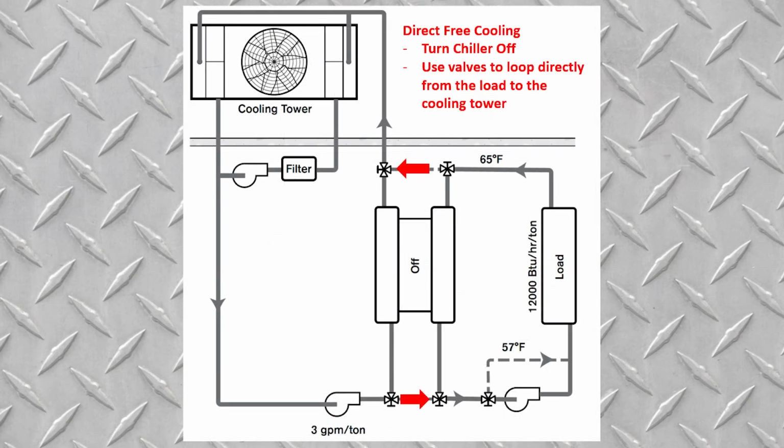One method is called direct free cooling. With direct free cooling, you create a second loop where you bypass the chiller completely and go directly to the cooling tower and then back to the load. The red arrows here are showing the operational flow when it's turned on and the chiller is turned off. When you don't want to operate your free cooling, you close those valves and turn the chiller back on.